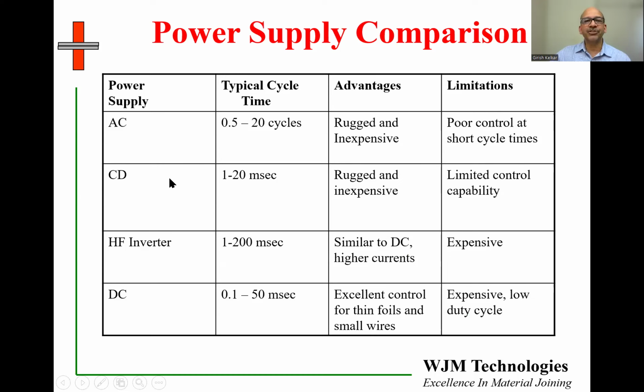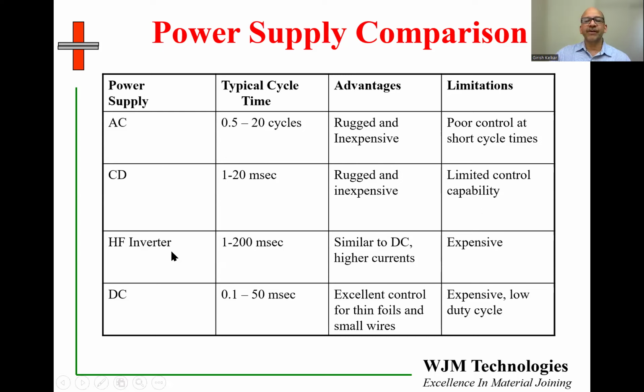CD or capacitor discharge are for shorter welds, as short as a millisecond or 2, up to about 20 milliseconds. Again, very rugged and inexpensive. Again, with limited control capability, because all CD power supplies operate in open loop. So you're not controlling the absolute value of the current. You're just sending the energy through the transformer into the secondary, and the result is based on the secondary impedance as well as the resistance of the parts you're trying to weld.